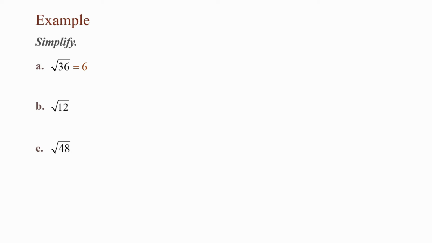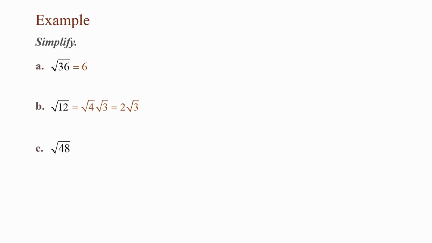B, square root of 12. 12 is not a perfect square. However, I can rewrite the square root of 12 as the square root of 4 times the square root of 3. 4 is a perfect square, so I can take the square root of 4, which is 2. 3 is not a perfect square, so it remains under the square root. Our final answer is 2 square root 3.